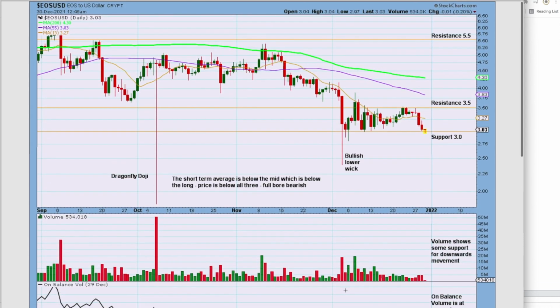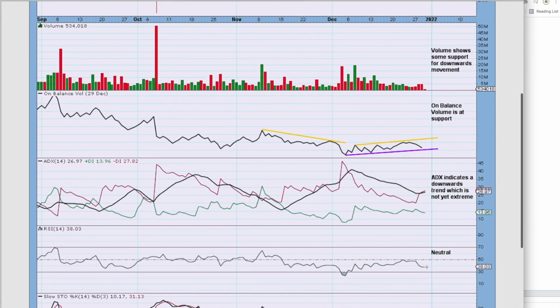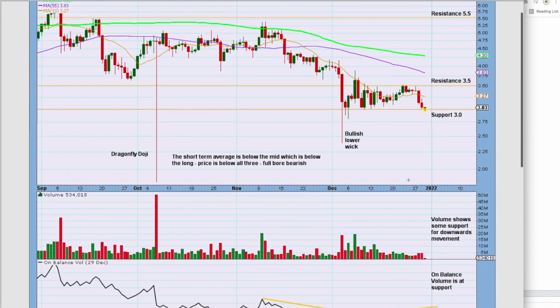Okay, bottom line for EOS, I want to see a breakout from this consolidation zone. The short-term volume profile suggests it may be upward, but ADX is telling us there is a downward trend and RSI is not extreme, so there's plenty of room for a downward trend to continue if it is now in place. But I would want to see a pretty good close below support on a downward session, preferably with support from volume, but not necessary, before I had some real confidence in that downward trend from EOS.